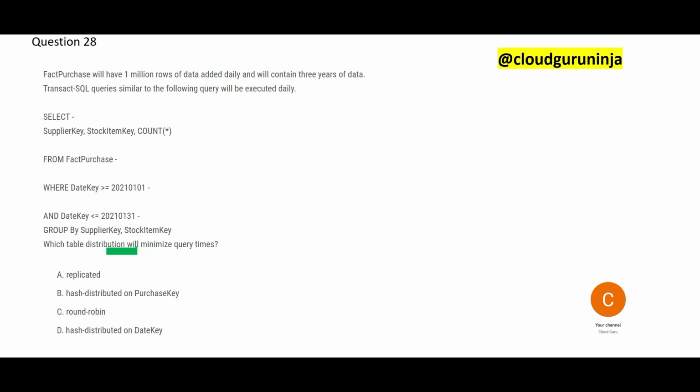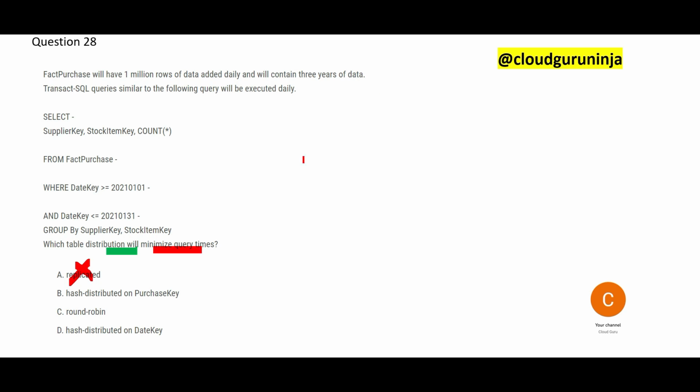Minimize query times. Now nobody uses replicated with this kind of high volume, because replicated means each compute cluster will have the full volume of data. Data will be duplicated. So doing this with such larger volumes will be very difficult. If you want to minimize data movement during querying, then we use replicated. Here the question is saying minimize query times, not data movement.